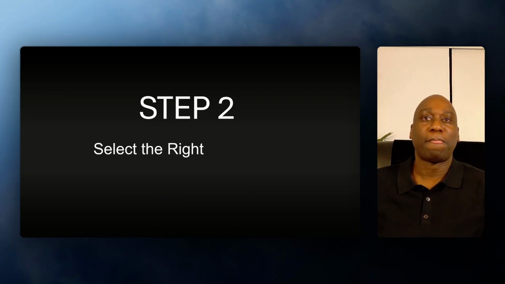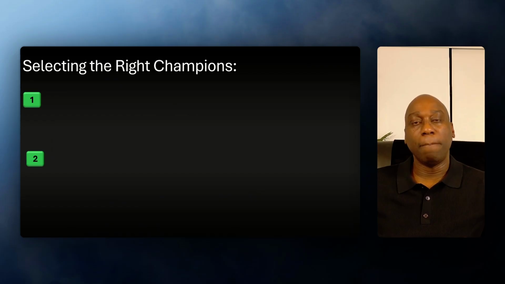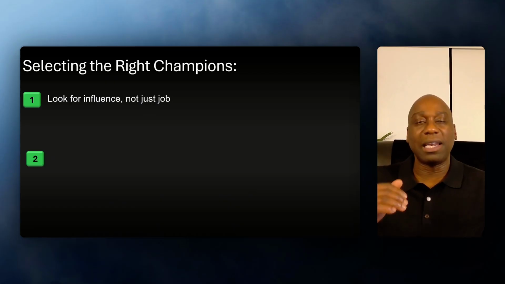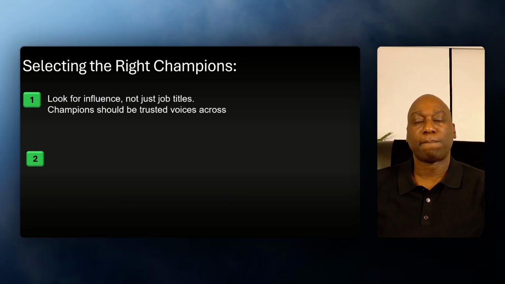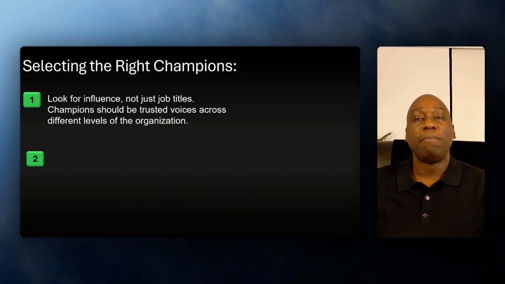Step number 2 involves selecting the right champions. What do I mean by that? Choosing the right people will make or break the change champion network. And so you want to look for influence, not just job titles. Champions should be trusted voices across different levels within the organization. Managers, leaders, and frontline employees need to be able to trust their champions.